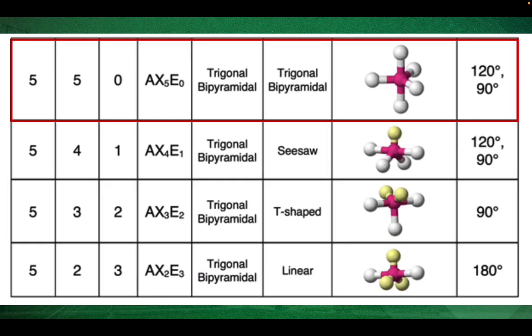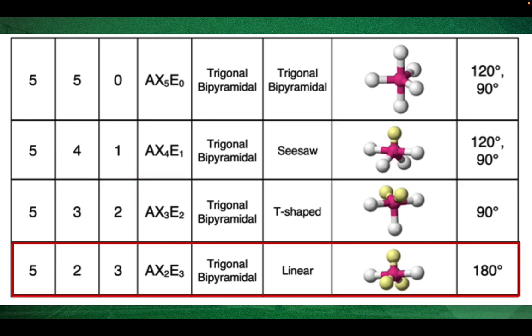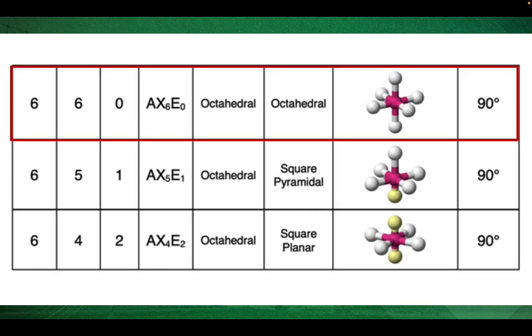Now, under 5 electron groups, you have 4 types. You can have 5 bonds and 0 lone pairs, that is what we call a trigonal bipyramidal. 4 bonds and 1 lone pair, that is a seesaw. 3 bonds and 2 lone pairs, that is a T-shaped. And 2 bonds and 3 lone pairs, that is what we call a linear shape. Under the 6 electron group, you can have 3 types. 6 bonds, 0 lone pairs, that is an octahedral.